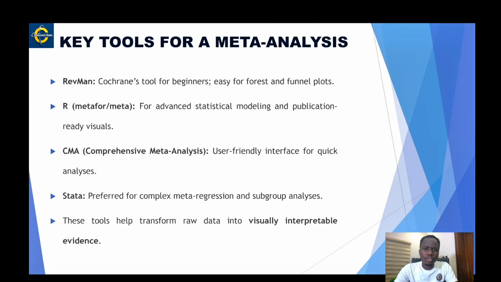Now, what are actually some of the key tools for you to perform a meta-analysis? Now, for you to get started with the meta-analysis, there are a lot of softwares. So I'm going to actually advise you to install R, maybe, or Revman. Personally, I do prefer Revman. It's a Cochrane tool, and that's what I use for my meta-analysis. Some other people prefer using R or are more conversant with Revman. And there are also other statistical softwares like Stata, CMA.